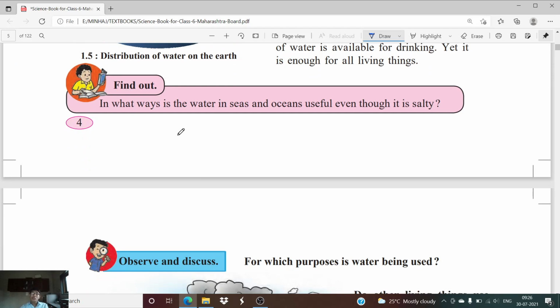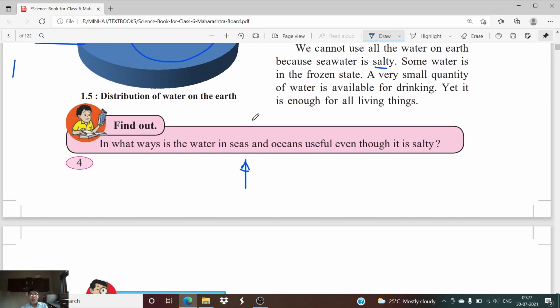Now, though the water is salty in seas and oceans, we can use it for some purpose. This water is useful for the other living beings, those are aquatic animals, which are surviving in these particular seas and oceans. So this water, which is salty, is useful for them. Then this salty water contains a lot of minerals. So we use these minerals for our own purpose. So in this way, the water which is present in seas and oceans is useful for us.